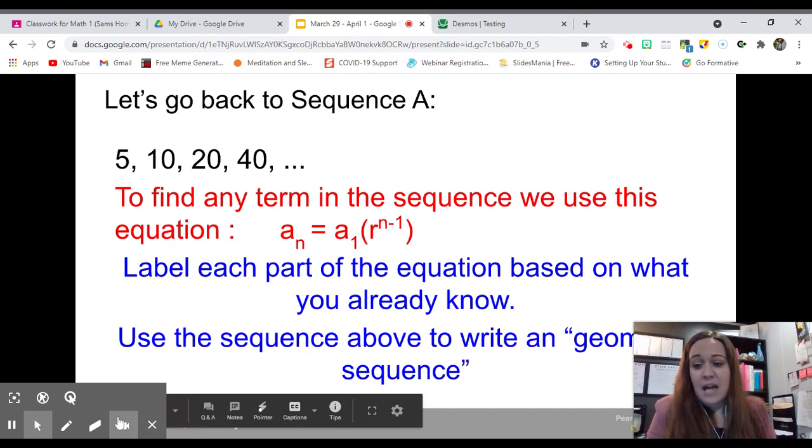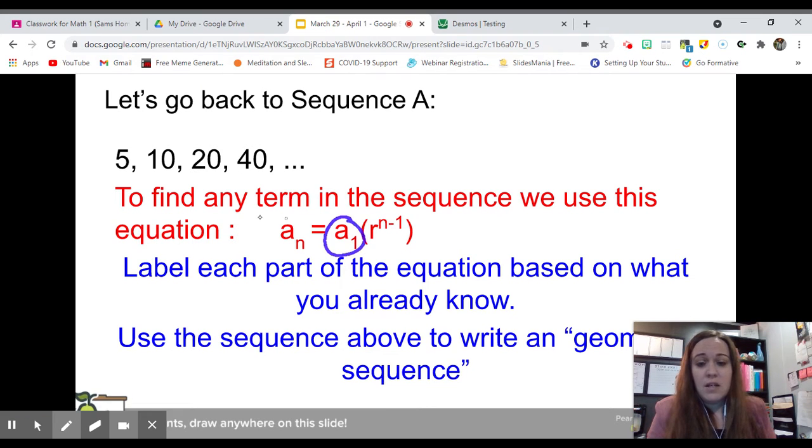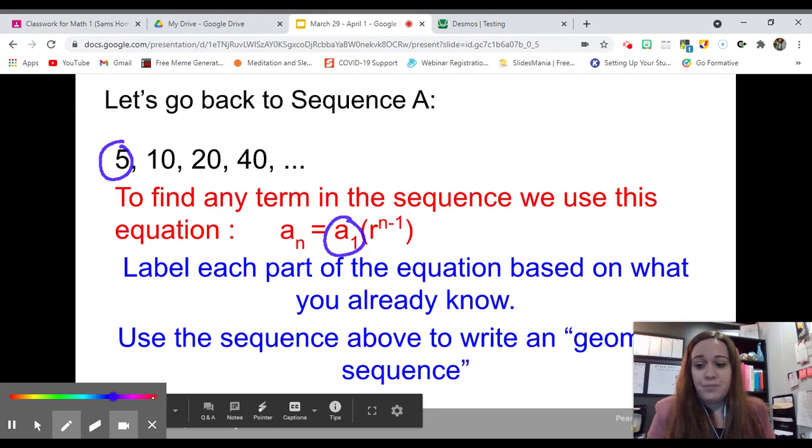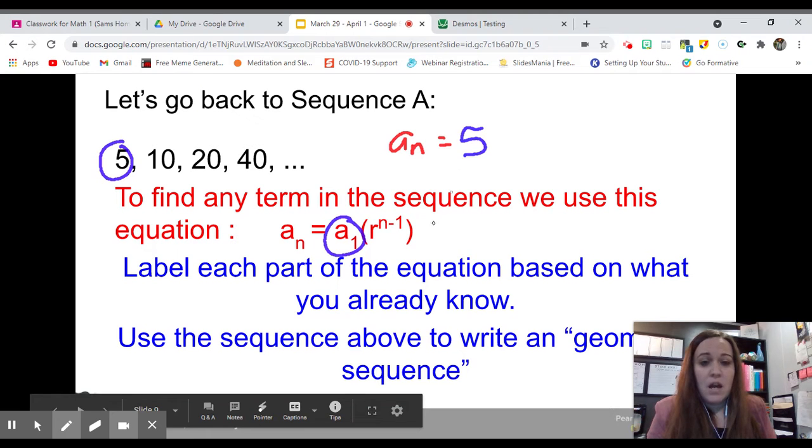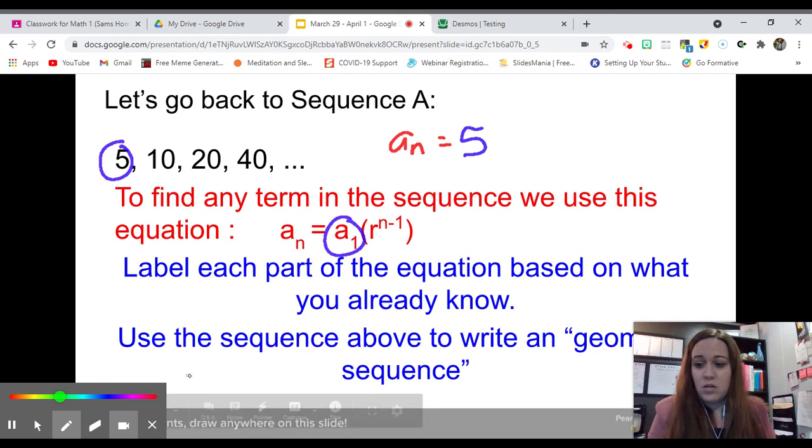As I write out this particular formula, A_1 is your first term. So I would write down A_n is equal to A_1, my first term, which is 5. I'm multiplying in this case because they're exponential. Let me use red. Multiply.